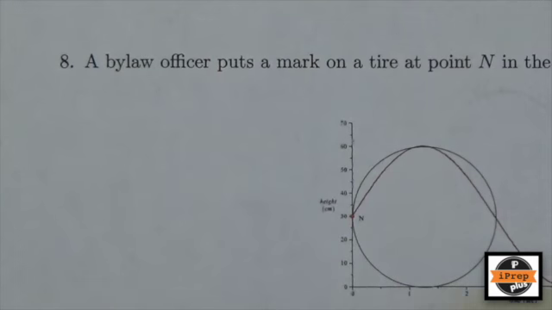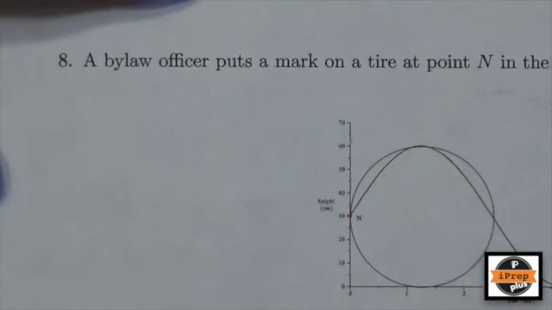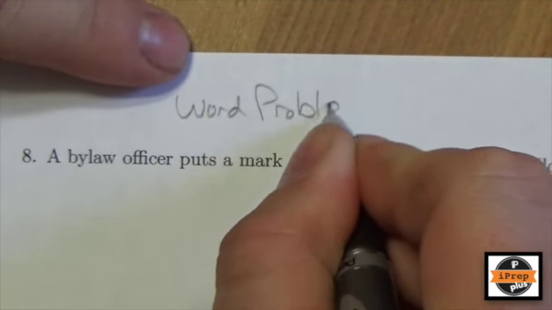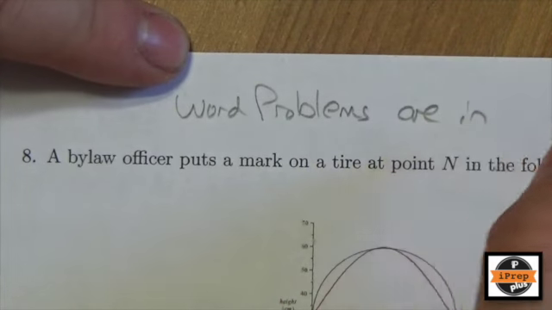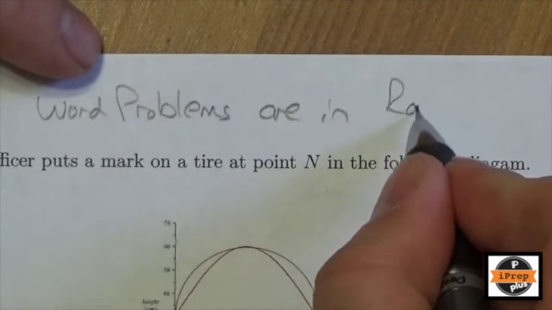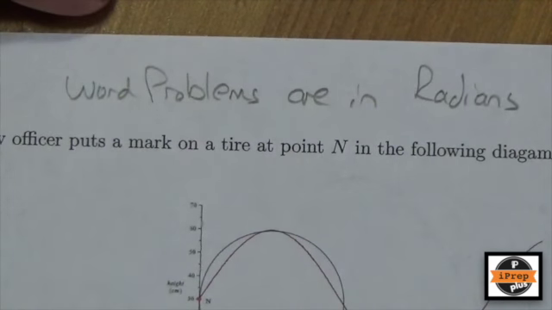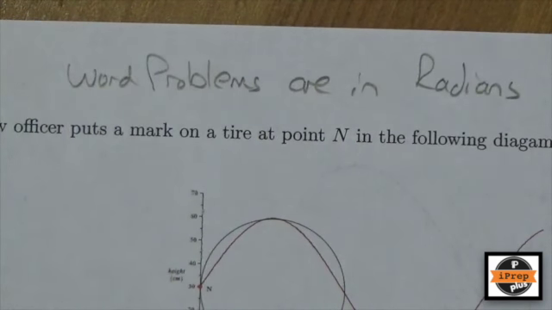Okay, the first thing to note when we start to make this transition into word problems is that word problems are in radians. Now, whether you like radians or not doesn't really matter. They're going to be in radians, because there's that beautiful connection between angle measure and distance along the curve. Radians is just a far, far easier unit to be using in these kinds of problems.